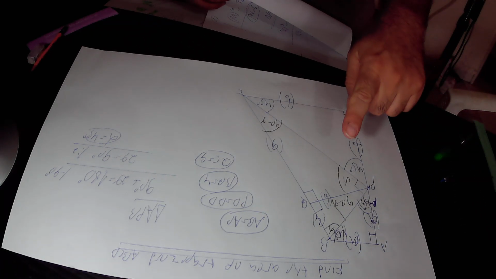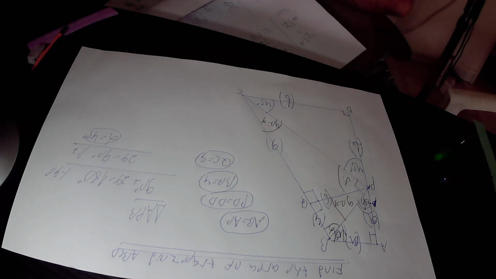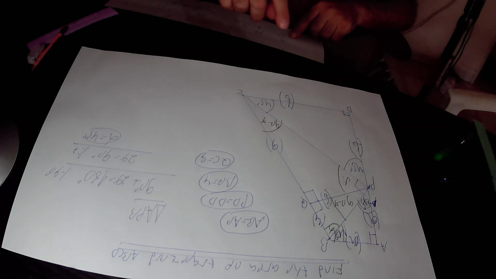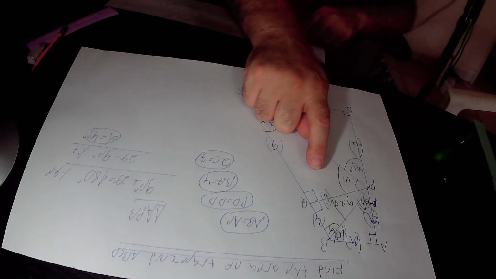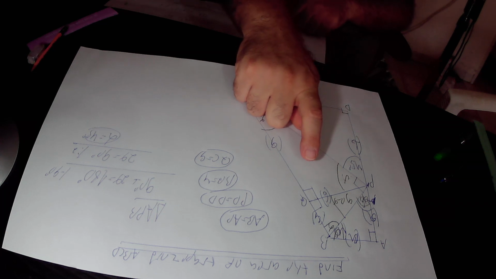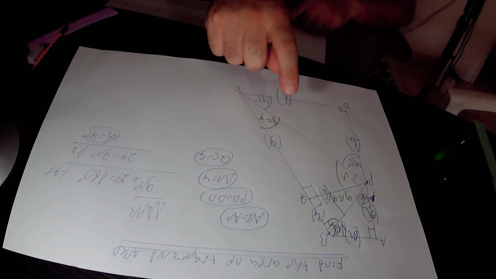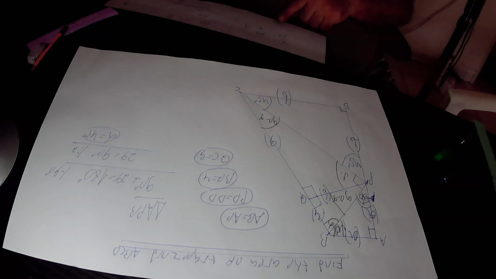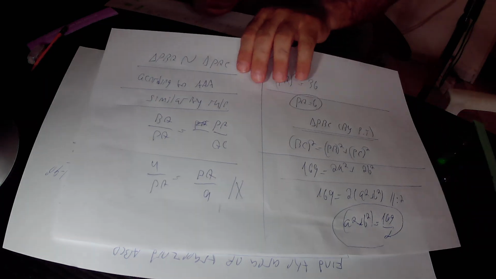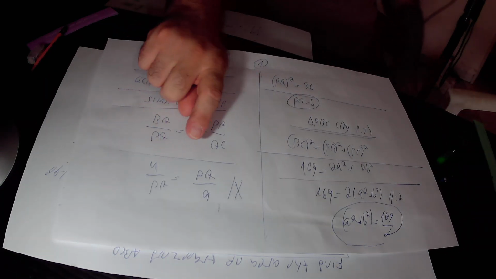BQ is 4 according to what is given in the question, over PQ. PQ is the missing side, so leave it as it is, and it is equal to PQ over QC. QC is 9 according to what is given in the question. So in total, we find that 4 over PQ equals PQ over 9.